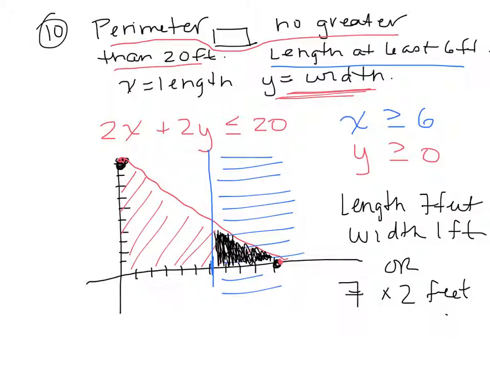But really anything, we could do 8 by 1, or even 8 by 2, I think, is in this region as well. Okay, so any number that's in this region is acceptable. Even fractions would be okay. So dimensions like 7.5 feet by 1.25 feet would be fine as well. So again, anything in this shaded region is an acceptable answer. There's not only one right answer.